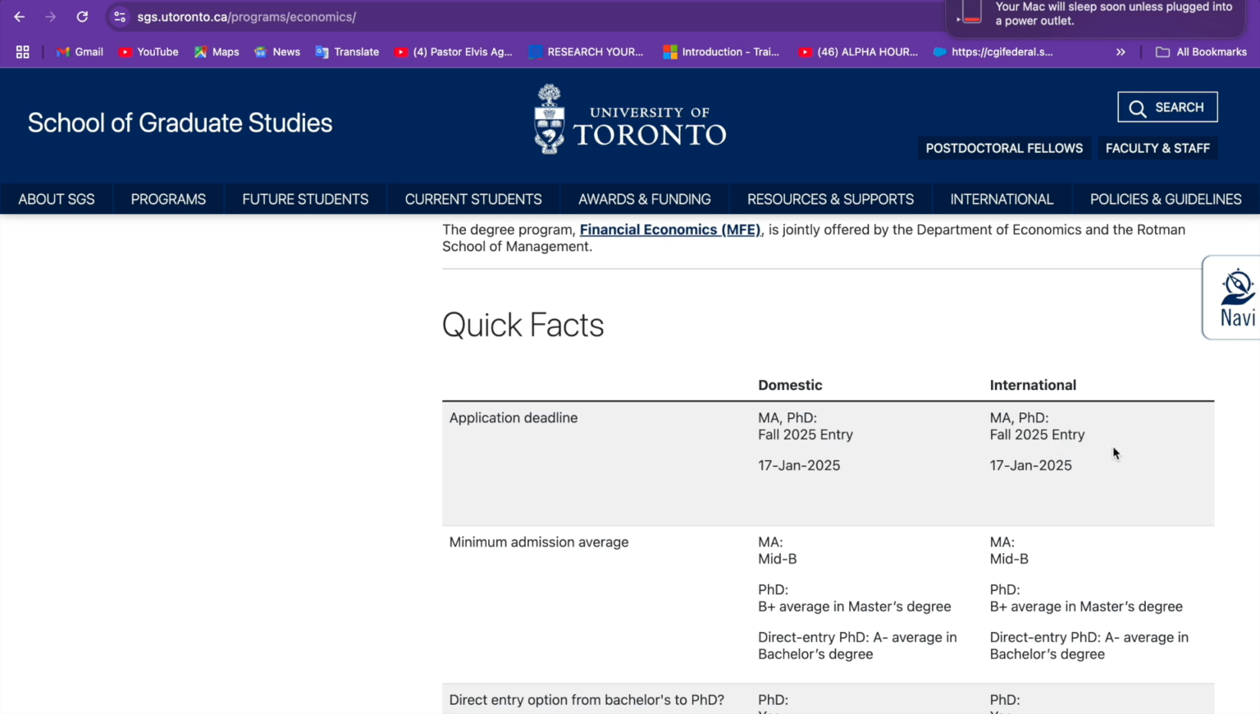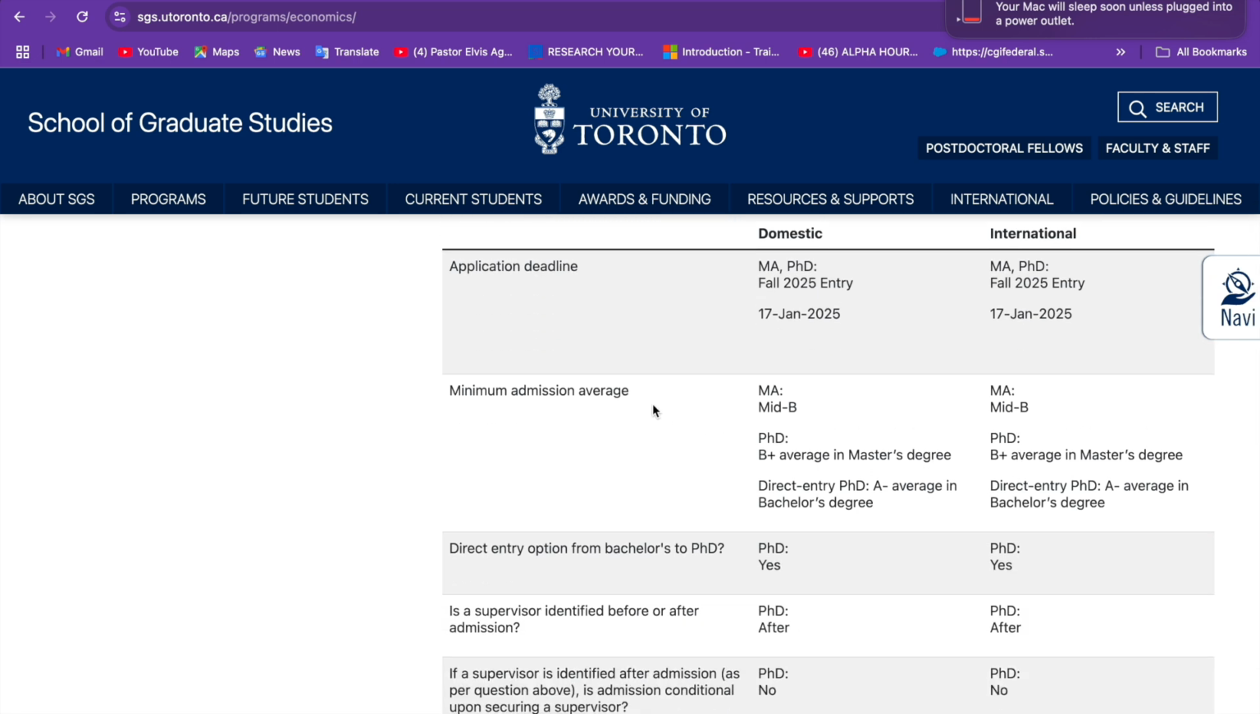For 2025 entry, the deadline is 17 January 2025. You see this 2025 there because we are still going to start 2025 fall. And so most universities haven't opened their portal for 2026. That's why you see this information. But that should even tell you that the 2026 application cycle will have a deadline of 17 January 2026. So you start preparing yourself for that.